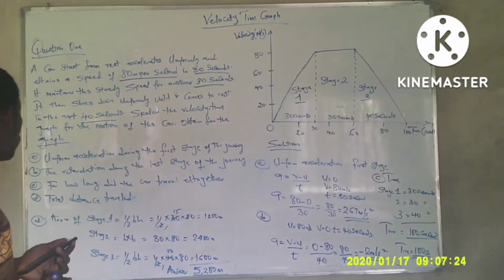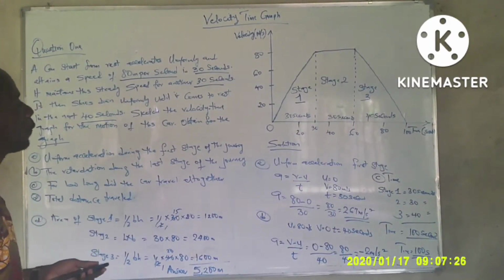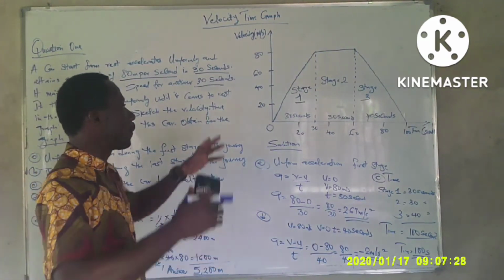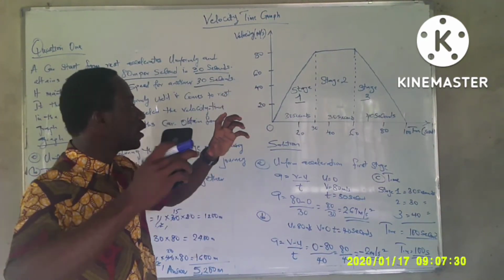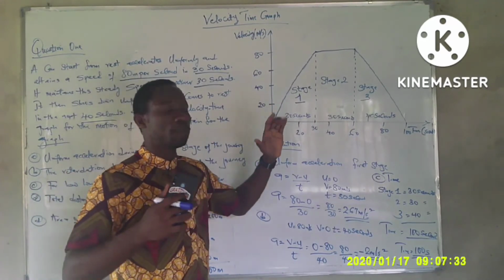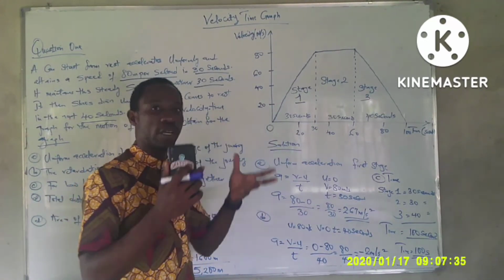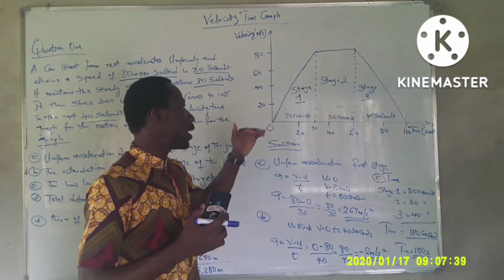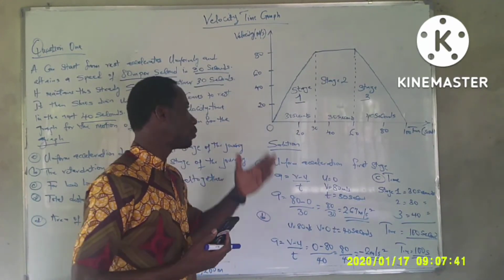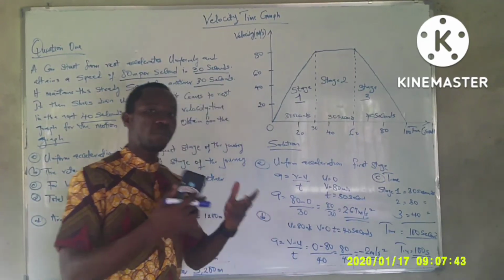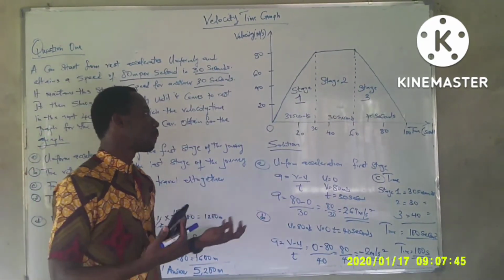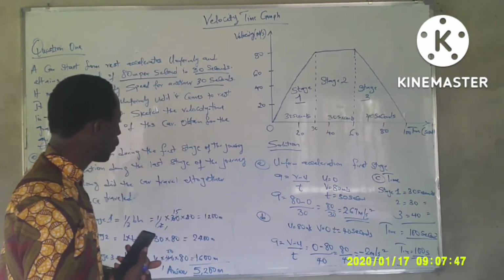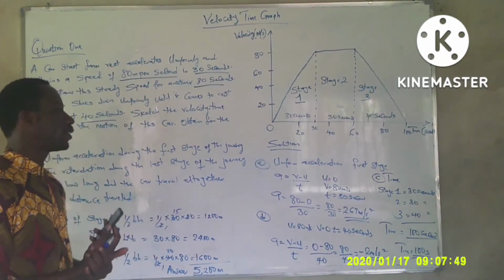Apart from this method of breaking it into different shapes, we can also use a single shape. If you look at the shape now, it has a trapezoidal shape. So you can use the formula for a trapezoid, which is half the sum of the parallel sides multiplied by the vertical side, then you get your answer. So that is it for this question.